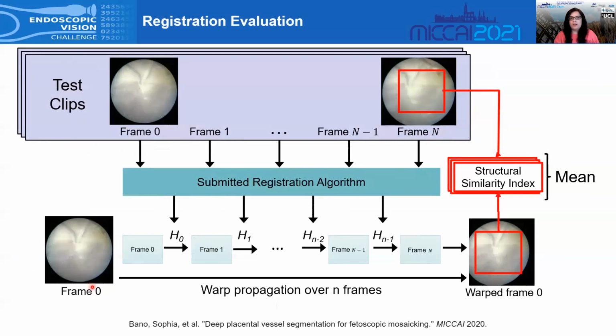Then using these homographies, we warp frame 0 onto frame n, and then compute the overlap between these two frames. And then in the overlapping region, we compute the structural similarity index. The mean and median of the structural similarity index is then used as the evaluation metric.